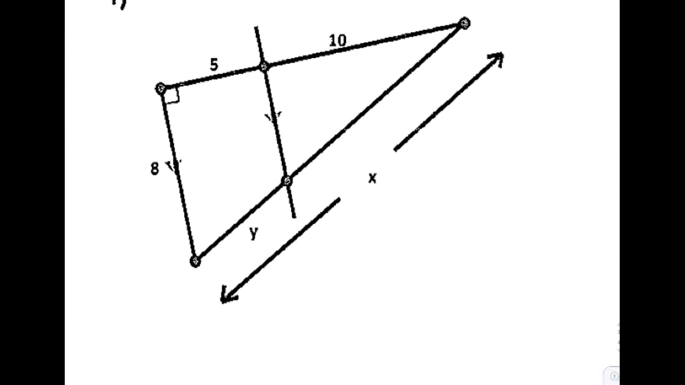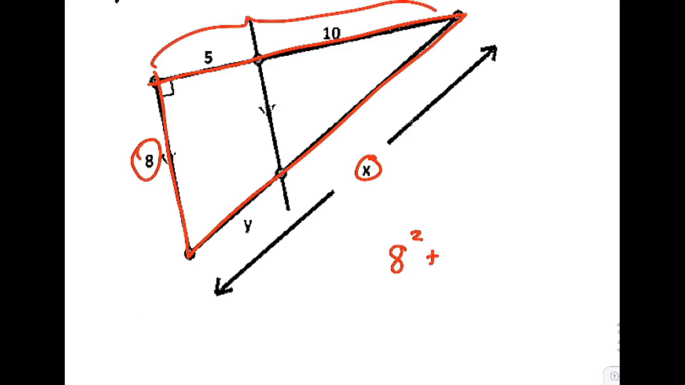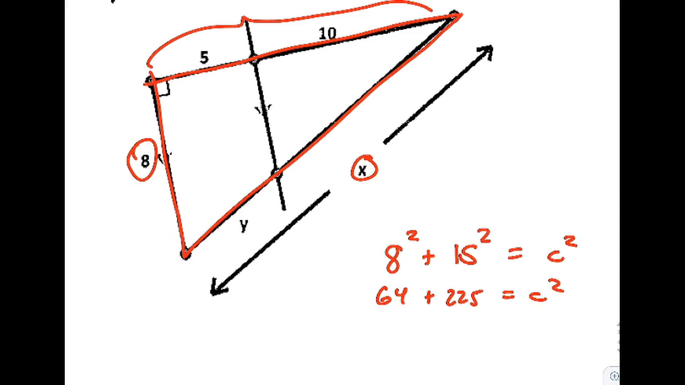This one here is similar to the one we did before. You have to notice this big triangle here. And I can find x, the entire side, by doing the Pythagorean theorem. 8 squared plus 15 squared equals c squared. So 64 plus 225 is 289 is c squared. Your last step in the Pythagorean theorem is to take the square root. So x is 17.